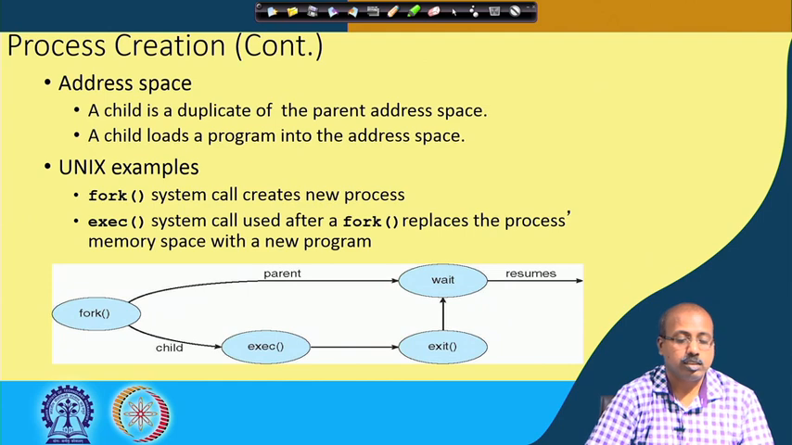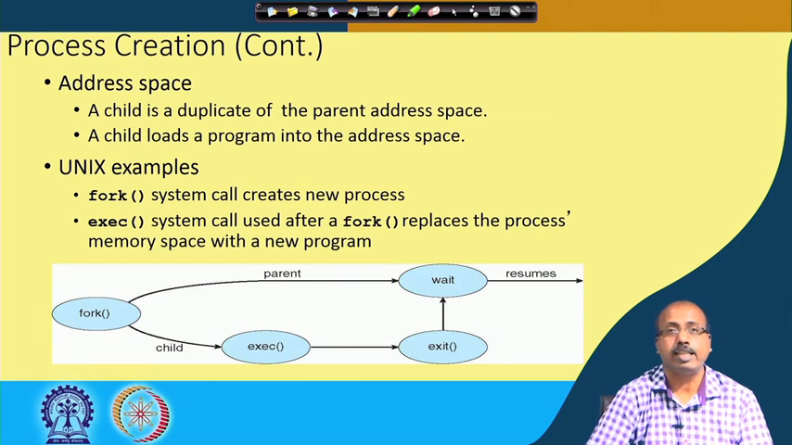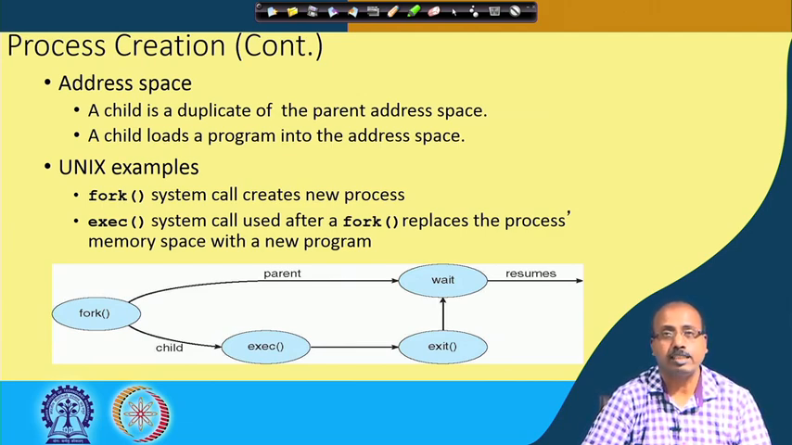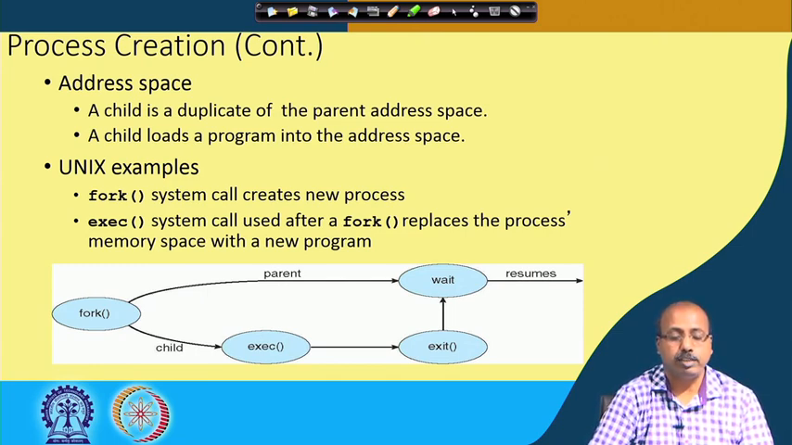Now, address space. The child is a duplicate of the parent address space. Address space is basically the code, data and stack segments. They are the range of addresses that can be accessed by a process. So, if a child gets a duplicate of that, that is one option.